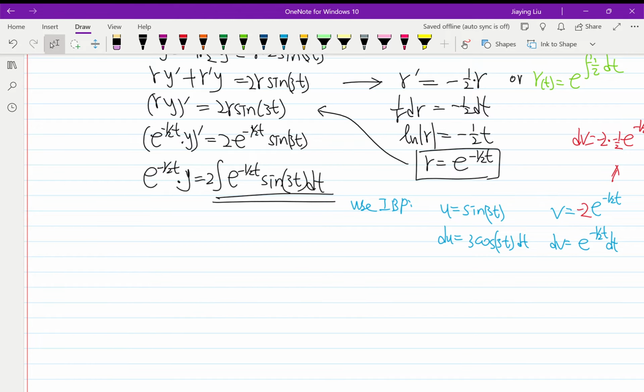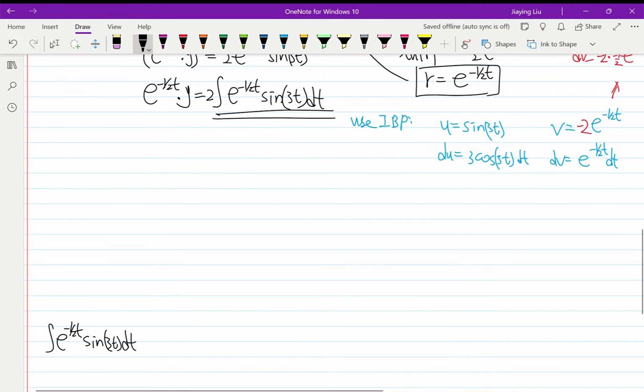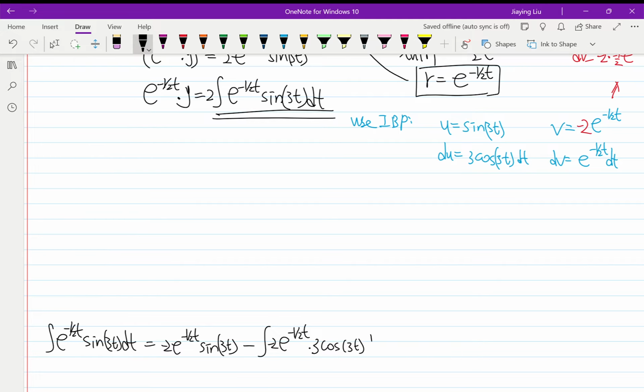On the side, not the work I already had, I'm going to write down the integral. So the integral of e to the negative 1/2 t sine 3t dt is equal to, using integration by parts, u times v, so that's negative 2 e to the negative 1/2 t sine 3t, minus the integral of v du, so that's negative 2 e to the negative 1/2 t times positive 3 cosine 3t dt.